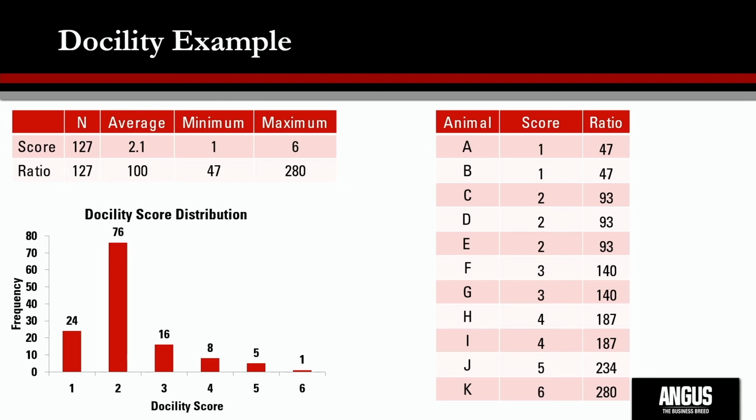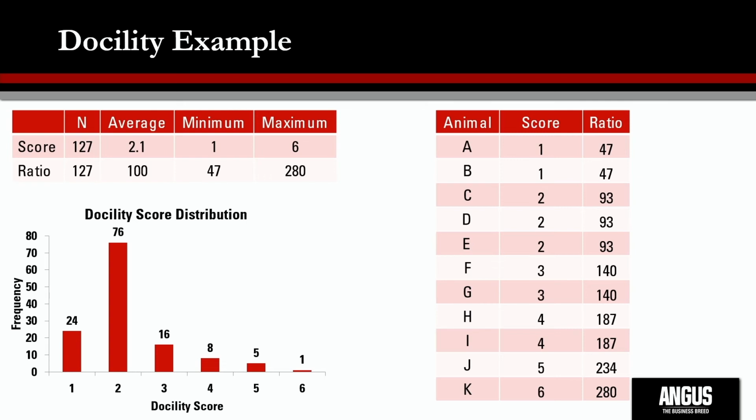Again, where we have categorical traits, they have to receive a 1, 2, 3, 4, 5, or 6. There's no half scores, there's no in-between scores. And so if the actual average has a decimal, there will be no animals receiving that average score. So if we look at, say, for example, in this group, an animal that scored a 5 for docility, their ratio goes up to 234 because the average was 2.1.